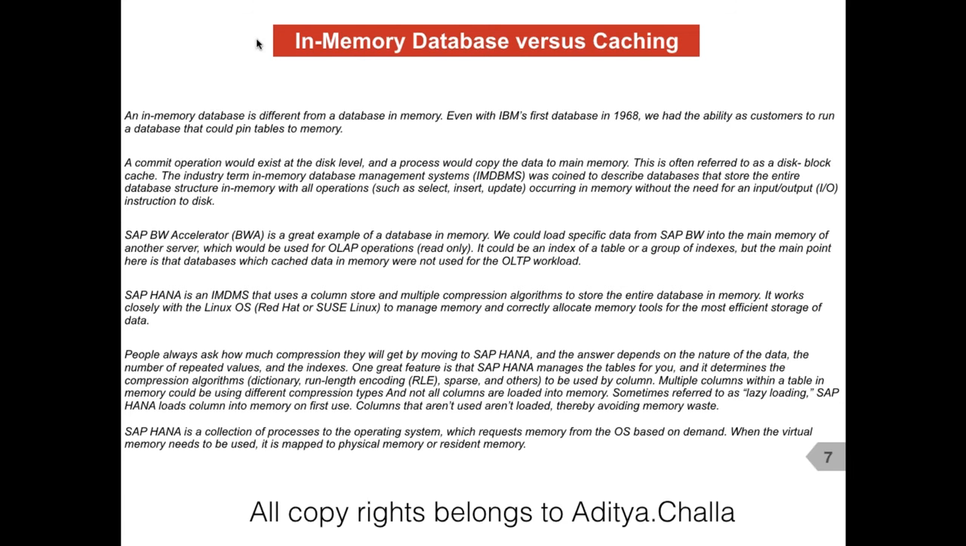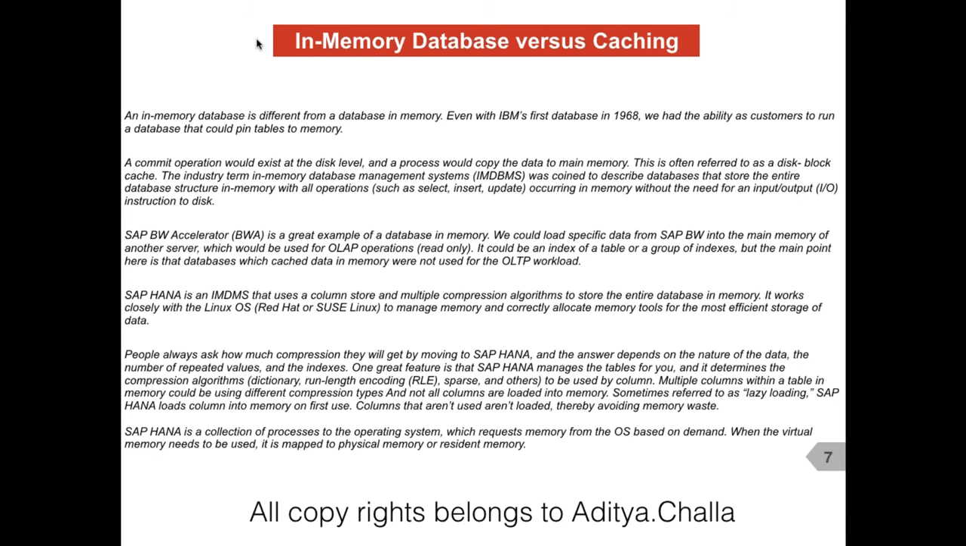Then SAP HANA is an in-memory database management system that uses the columnar store. Columnar store means column-based storage, with multiple comparisons and algorithms, and it also stores the entire database in memory. It works closely with the Linux system to manage the in-memory data and correctly allocate the memory for the most efficient storage of the data.